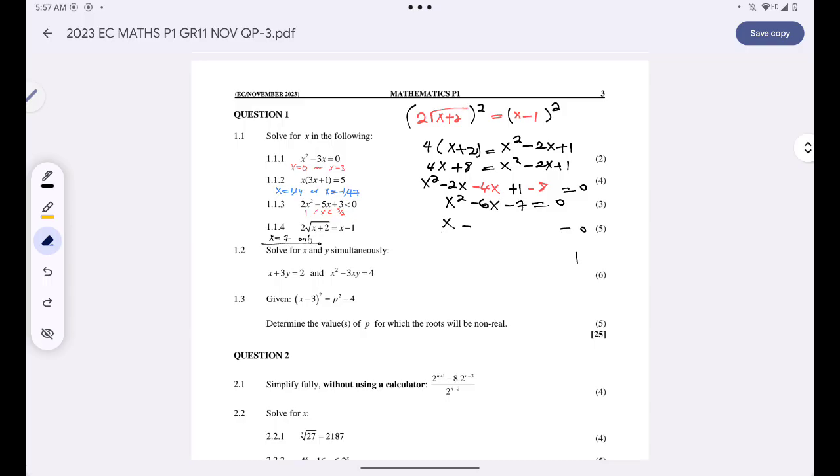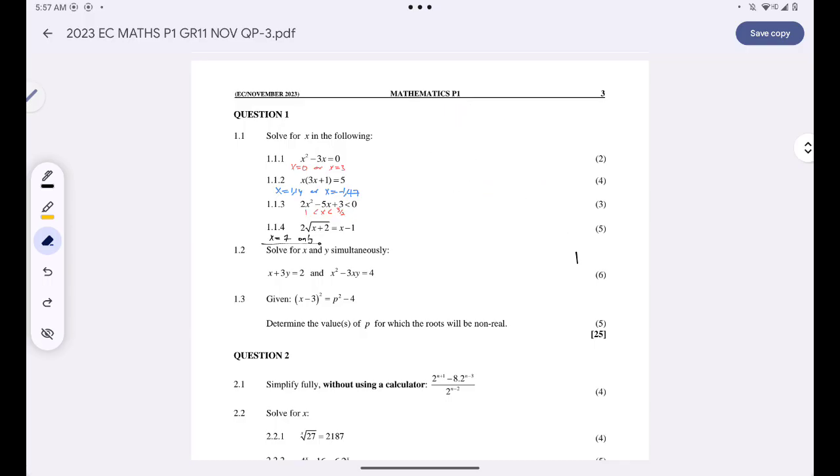Okay, now we are supposed to check a simultaneous equation, 1.2. Okay, we are given two equations, right? We are told that we have x plus 3y is equal to 2. This is my equation 1, right? Then my equation 2 simply says x squared minus 3xy is equal to 4.